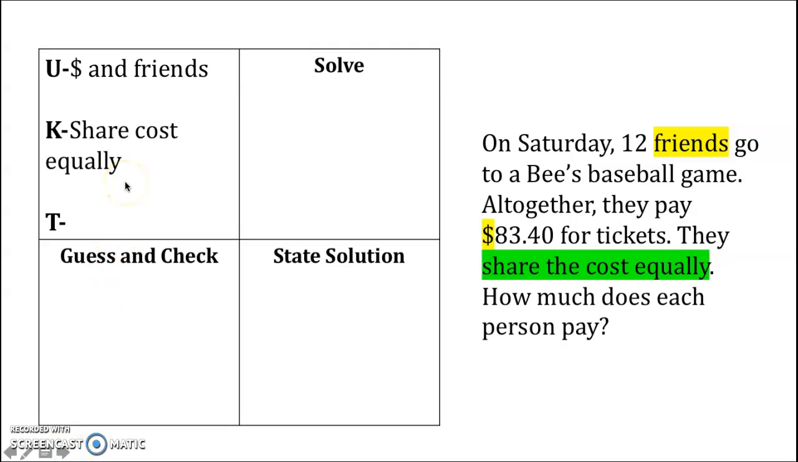However, for the sake of going through the UKT process, we need to look back in the word problem and see, do we know the total or do we need to find the total? Now we know that we have $83.40 in total. The friends aren't spending any more than that, so we know that we have the total. We're trying to figure out how we are going to divide that up among the friends equally.